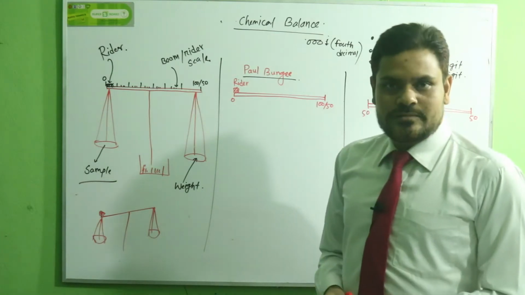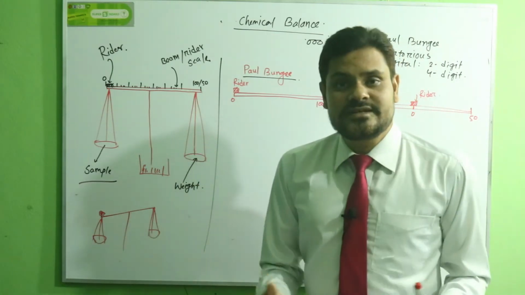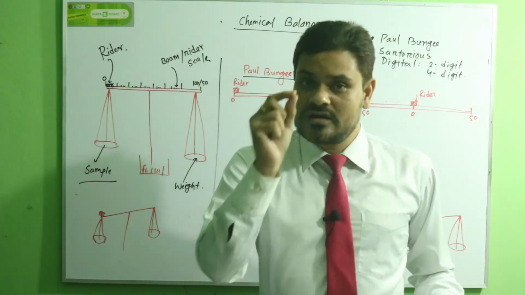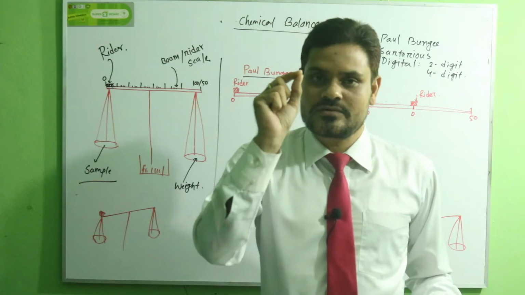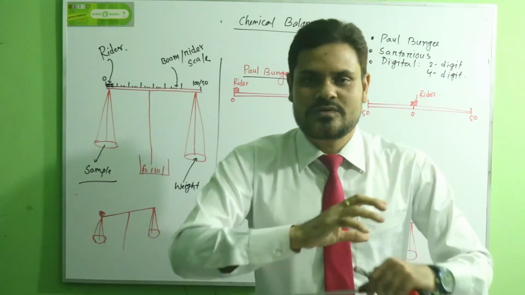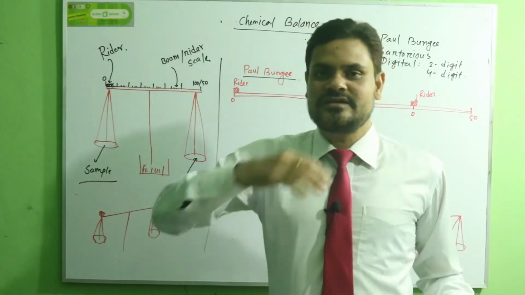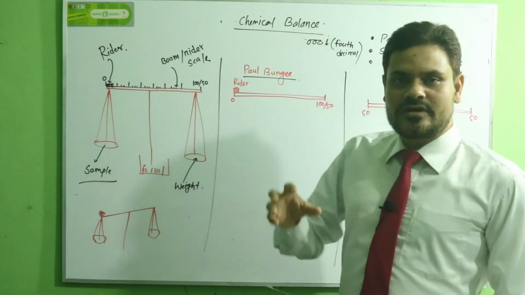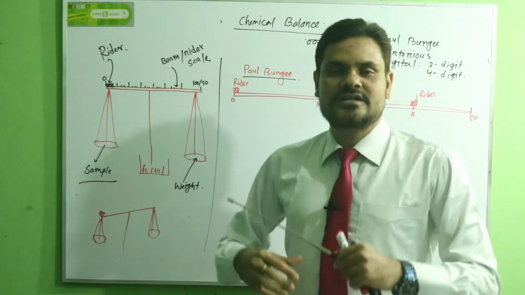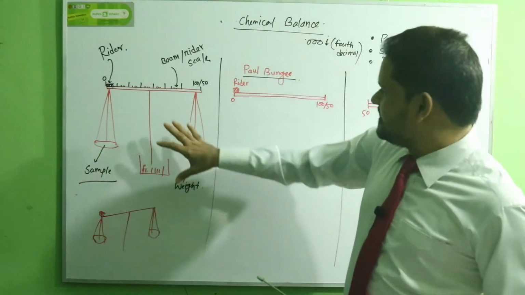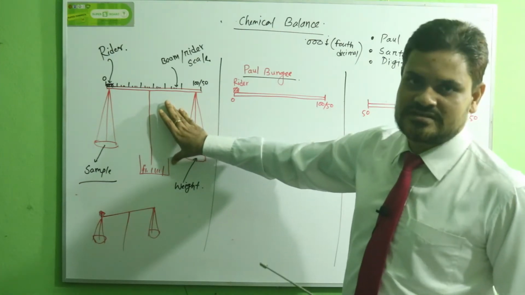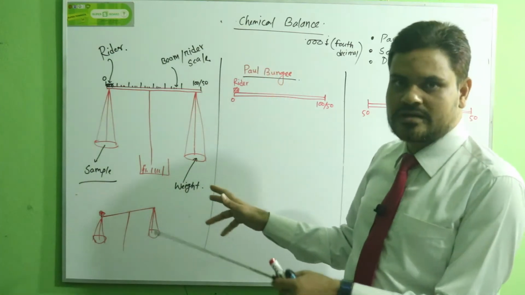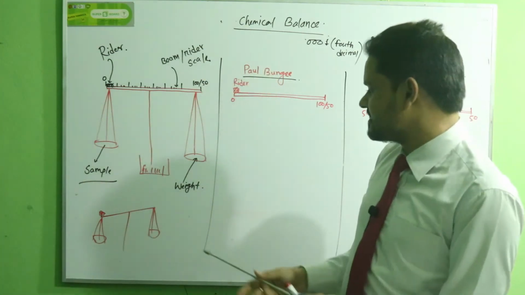This balance is the chemical balance. It is more sensitive, because if you want to measure 1 gram, 1 milligram or 1 nanogram of substance, you can't measure it with the regular balance. But with the chemical balance, we can easily measure that type of mass. This balance also has a simple structure, under a definite frame.